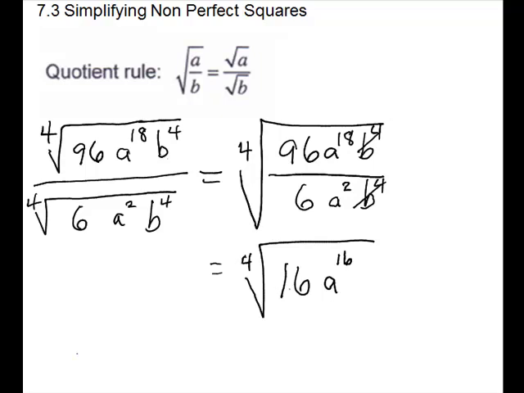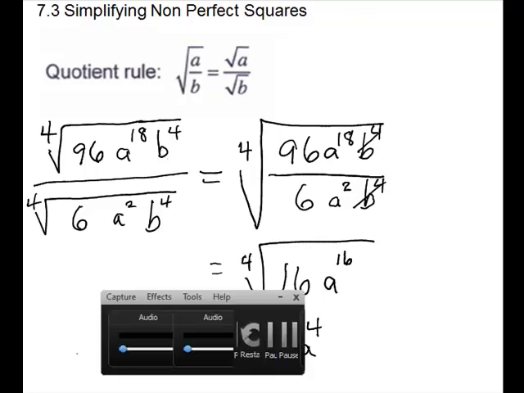4th root of 16. 16 is a perfect 4th power. It is 2 to the 4th. So 4th root of 16 will be 2. And for our variable, we can just divide. 4 into 16 will go 4 times. So that one also goes evenly. And it comes out from under the radical.